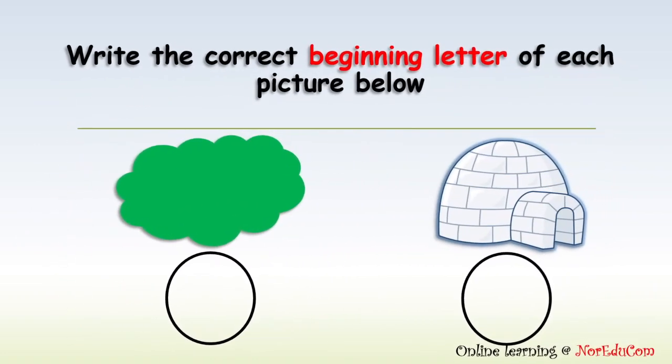Now let's write the correct beginning letter of each picture below. Can you name this color? Yes, it's green color. Green. It starts with the letter? Yes, that's right, letter G. Sound of G. So let's write letter G.